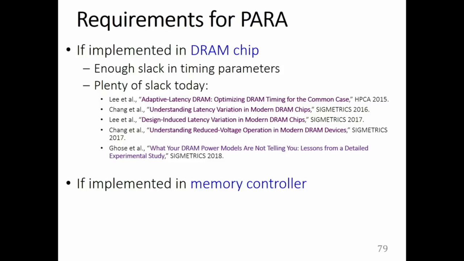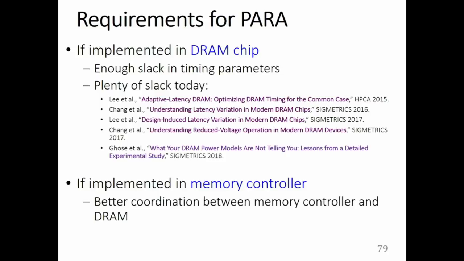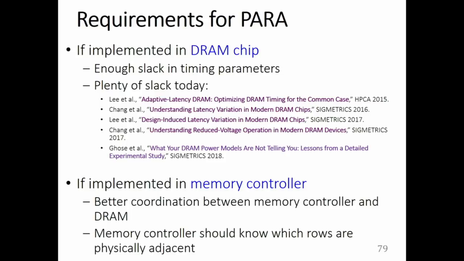The second solution is doing it in the memory controller, having a more intelligent memory controller that basically knows which rows are physically adjacent to each other. This information is not known to the memory controller today, because DRAM actually does remapping of rows internally for various reasons. But if this information is communicated to the memory controller, I believe there could be much better solutions. So we need a better DRAM interface and more intelligent memory controllers to solve these problems in a nice way, I think.